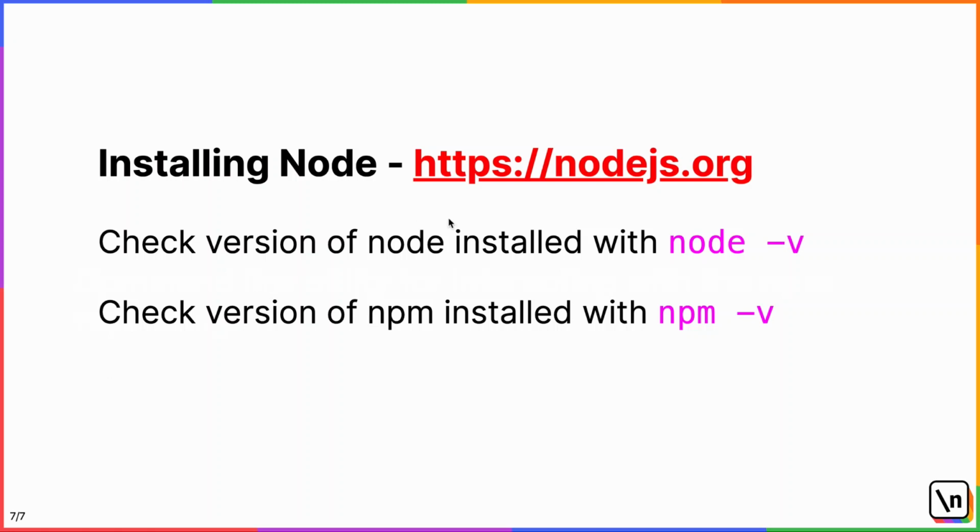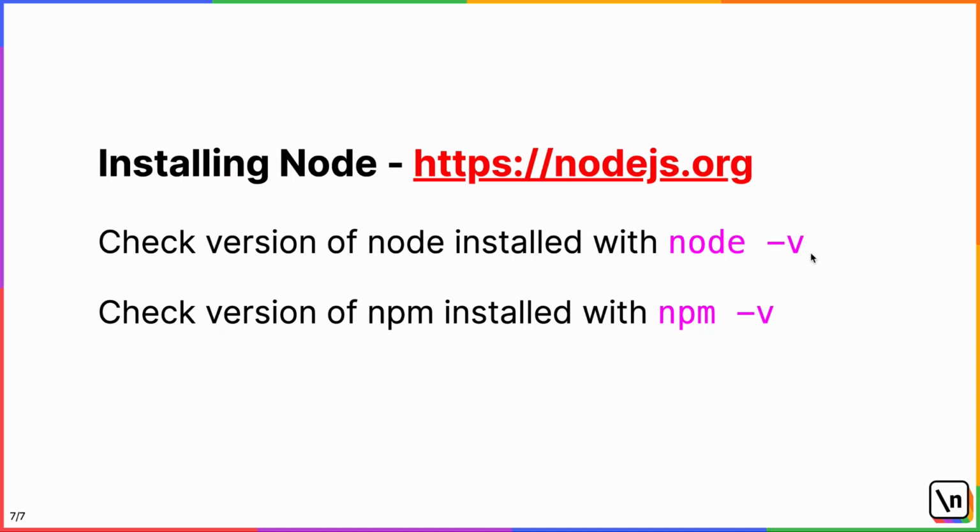To install Node, all we have to do is go to nodejs.org and download the latest LTS version of Node, which is recommended for most users. Once downloaded, we just follow the on-screen instructions to complete the installation.